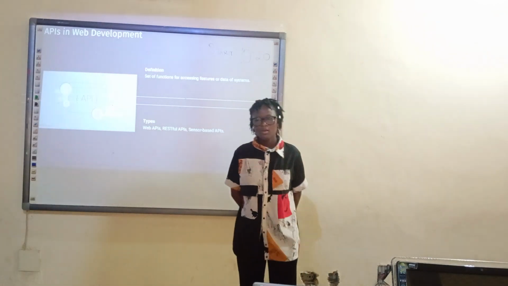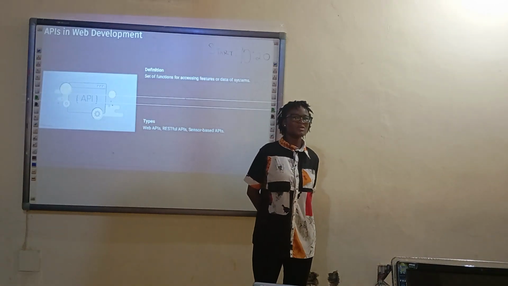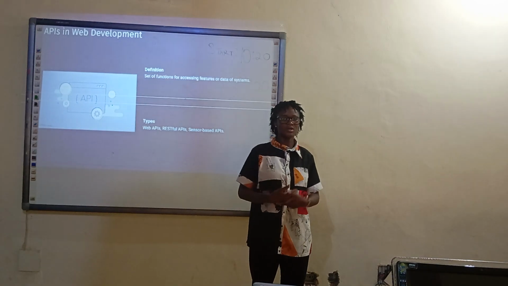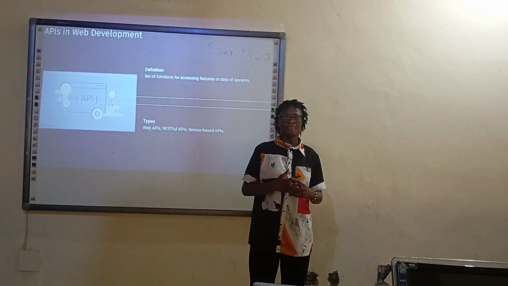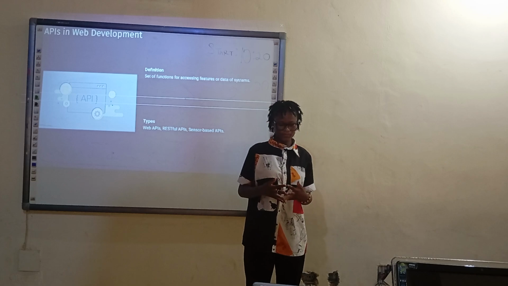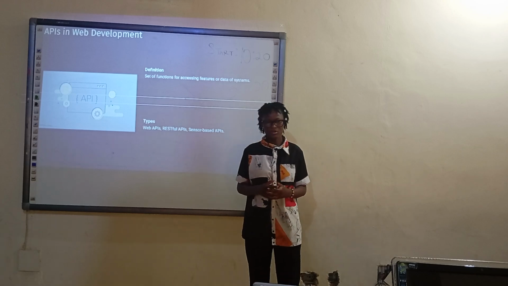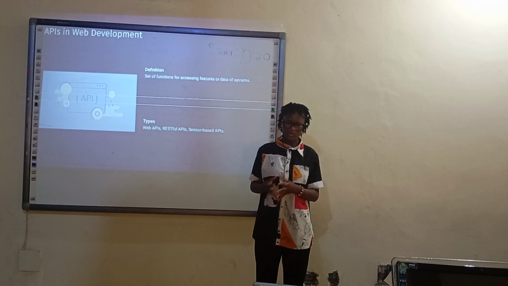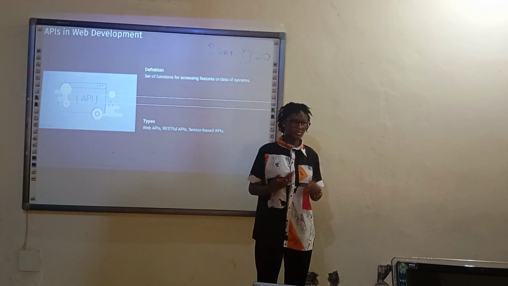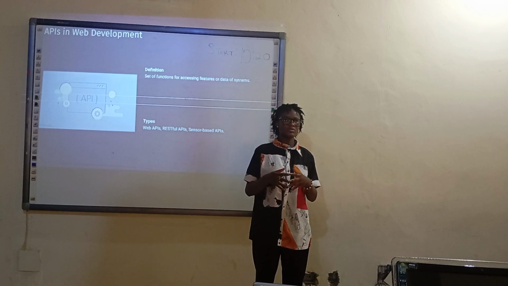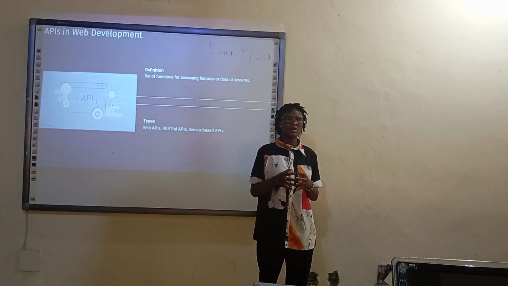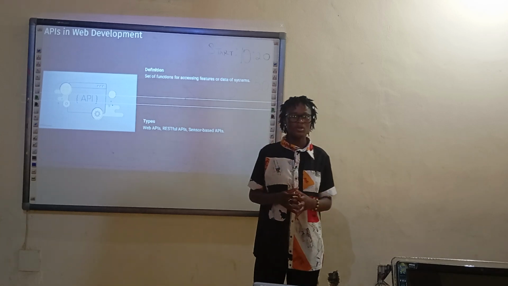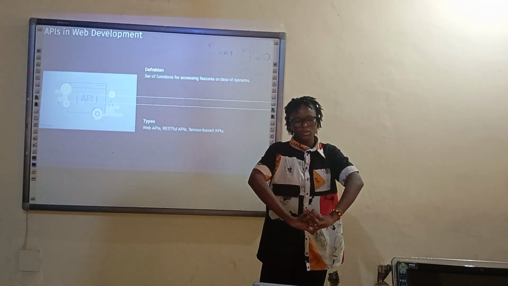Then APIs. What are APIs? APIs are sets of rules or functions for accessing features or data of systems. APIs are used for communication. Let's say you go on a website and you're requesting something, but the web server doesn't have it. The web server can go to another web server using an API request. APIs are used for communication between two different web servers.